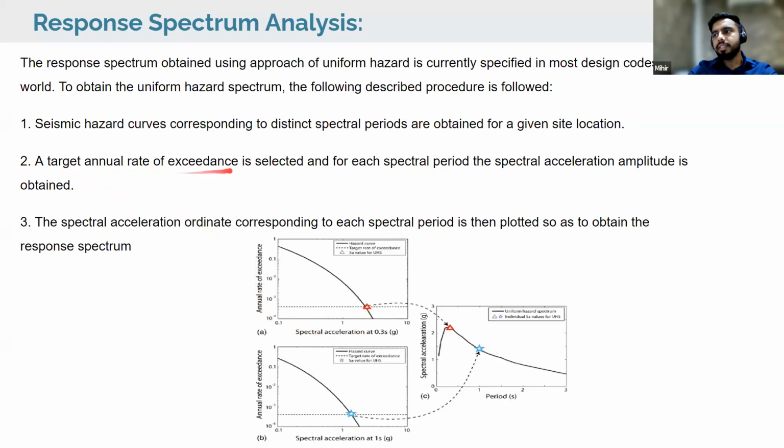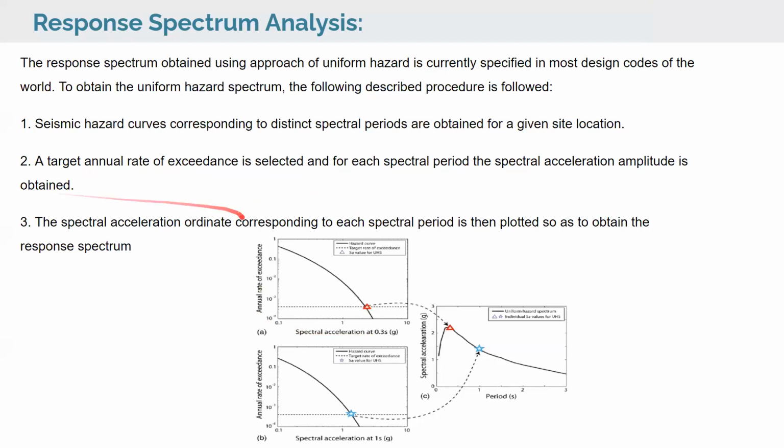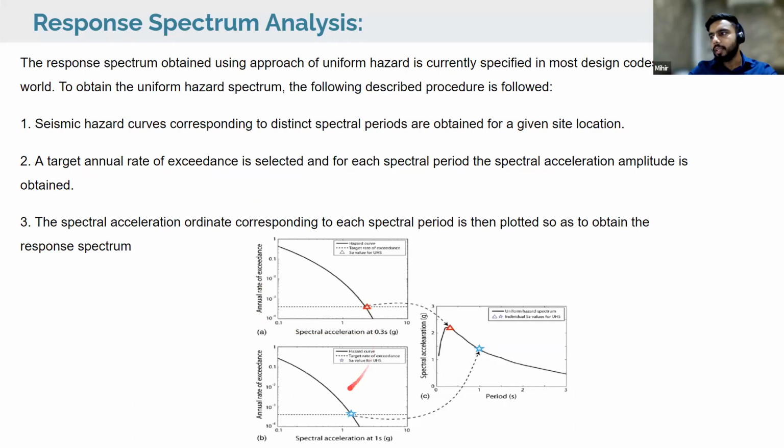Then a target annual rate of exceedance is selected for each spectral period, and the spectral acceleration amplitude is obtained. Here you see I have the spectral acceleration ordinate corresponding to each spectral period, and then it is plotted. This is the graph for spectral acceleration at 1 second, while this is the spectral acceleration at 0.3 second. I'll be using an annual rate of exceedance that can be DBE or MCE or any value that you choose. Based upon that, you will have the ordinate of the spectral acceleration that can be used in the response spectrum. This is the concept behind how the response spectrum curve is obtained.